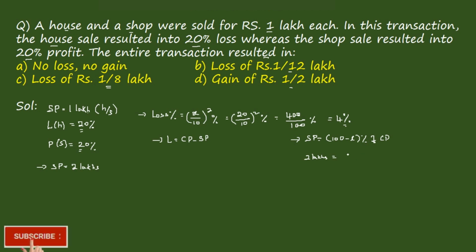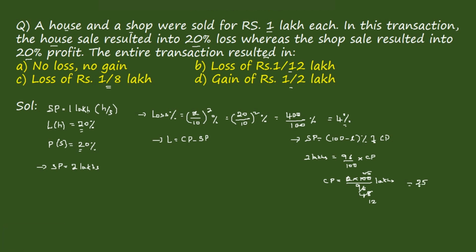which is equal to, here L is 4, so 100 minus 4 becomes 96 by 100 into the cost price, right? Then the cost price is equal to 2 into 100 by 96 lakhs. Simplifying, 2 goes by 48, 4 goes by 12, 12 goes by 25, which is equal to 25 by 12 lakhs. So we got the cost price also.